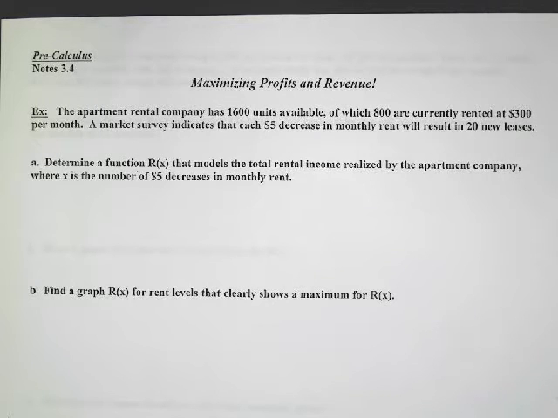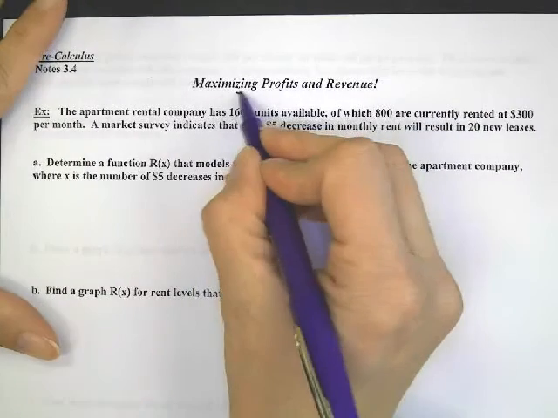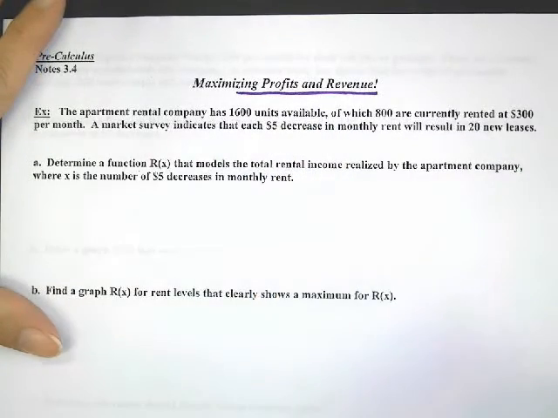Another way they often use quadratics is when you're maximizing profits and revenue. So this entire chapter has been about quadratics, and this is just another type of word problem you might see. Profits and revenues. Today we're talking about money.